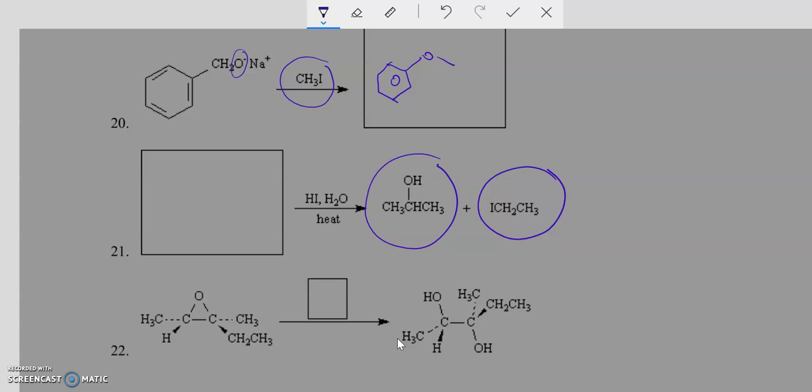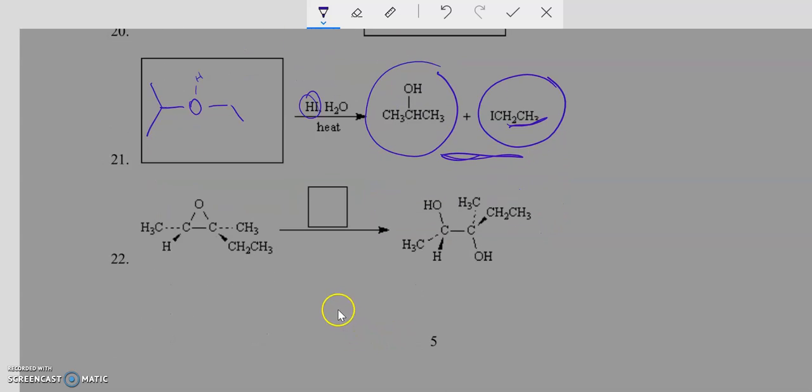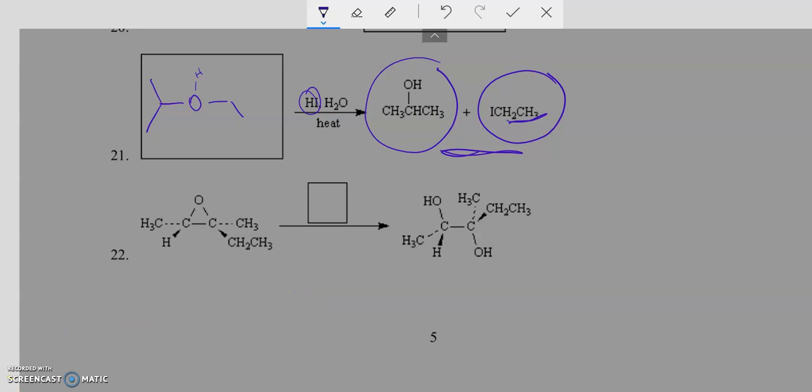isopropyl on one side, and then we're going to have ethyl on the other side, right? So we have an ether, this is ethyl, and this is isopropyl. So once you react with this hydrogen iodide, it's going to protonate here, and it's going to break it apart, so you're getting these two structures. Alright, so this is question 21. That's an easy one, right? So let's do question 22.